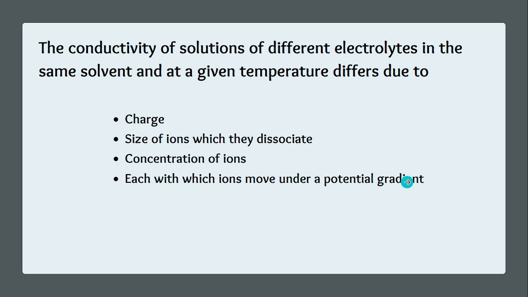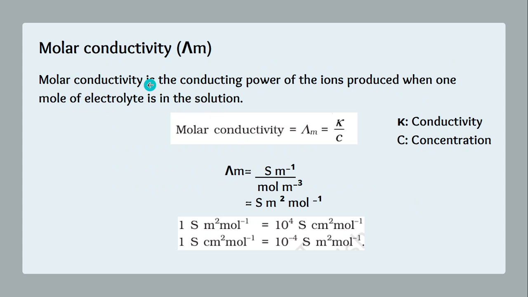Now the conductivity of different solutions in the same solvent can differ at a given specific temperature. Obviously, the temperature is going to affect the conductivity. But if it consists of different electrolytes, you could have a different charge, a different size of the ions, the concentration could be different. Even if the size and charge change, the ions will tend to move differently under a potential gradient. Because of that, we need another term of conductivity, which is molar conductivity.